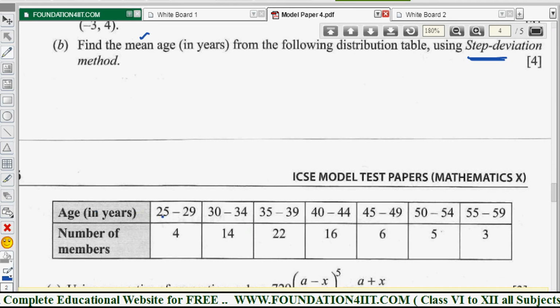So this is the class interval and frequency. Class interval is age in years, frequency is number of members. Let's take these two, another 4 columns you have to make. So in total we need 6 columns. We'll use the step deviation formula to find out the mean directly. Let me show you the table.